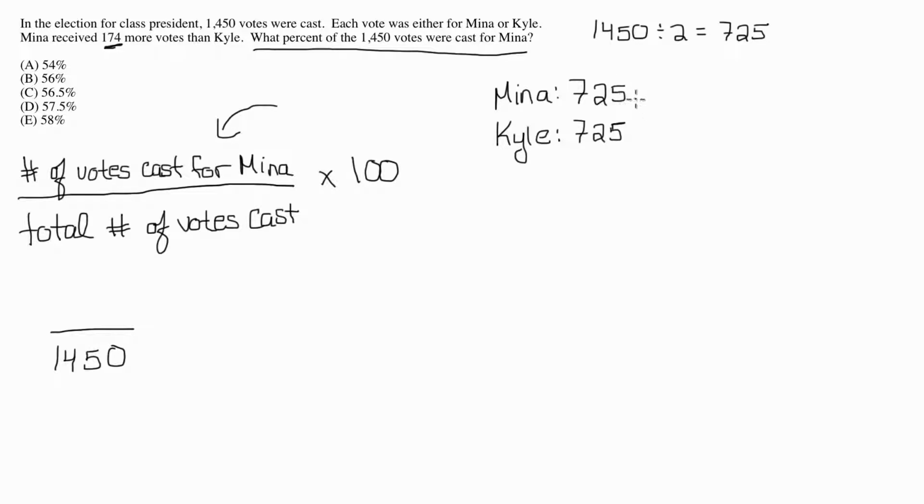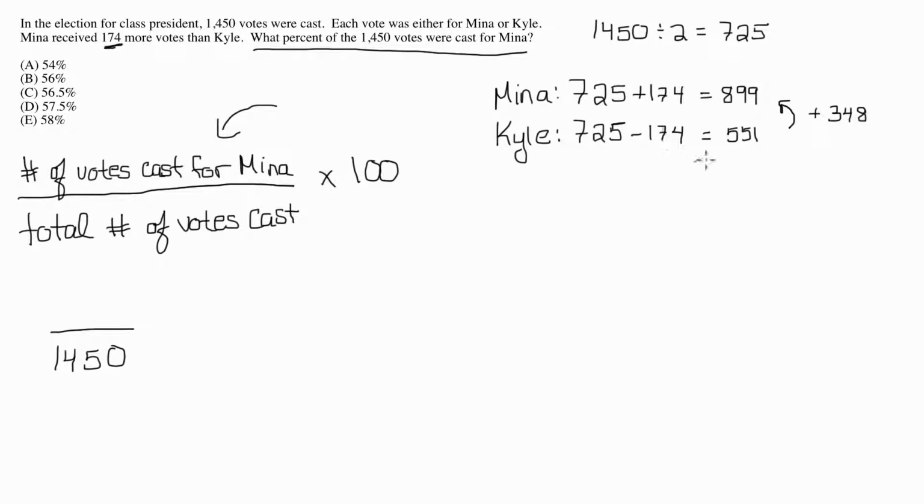Now, what if we did this? And this is what I see many students do when I work on problems like this. What if we just add 174 to Mina and subtract 174 from Kyle? That gives Mina 899, and it gives Kyle 551, which is actually a difference of 348. So Mina has 348 more votes than Kyle in this case.